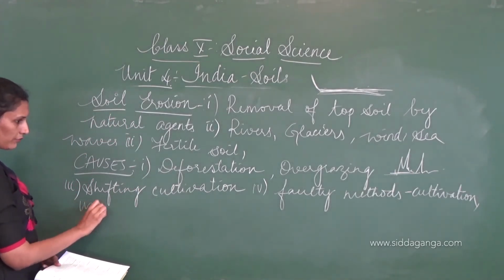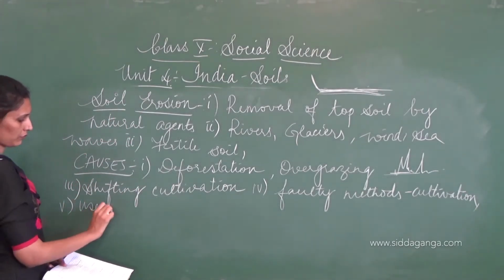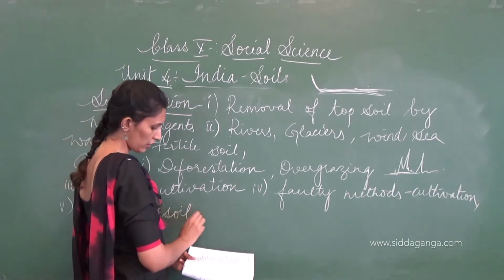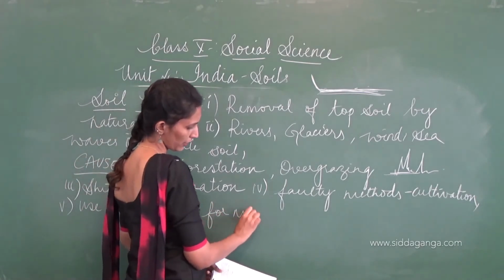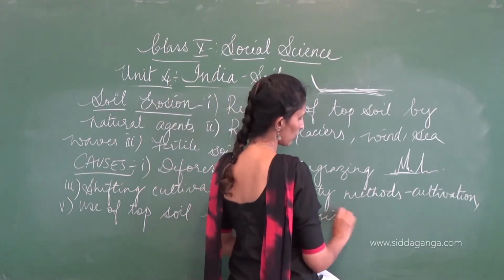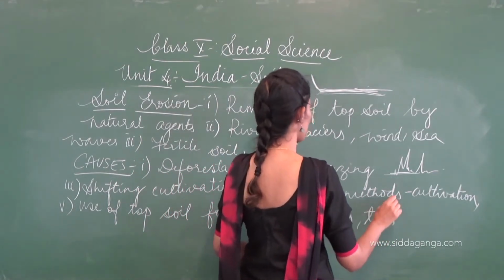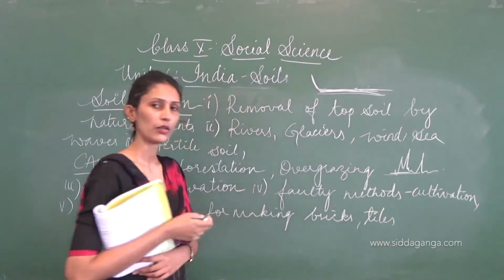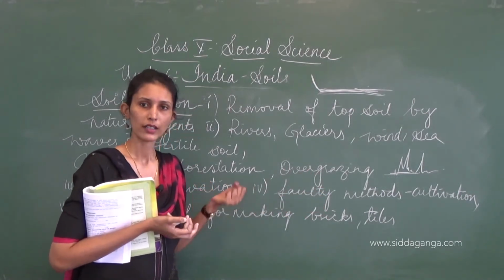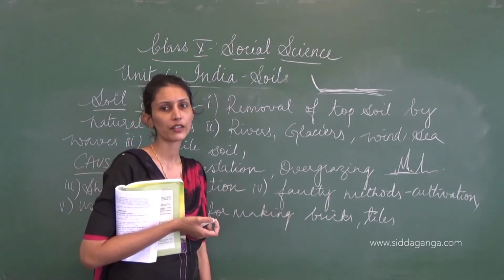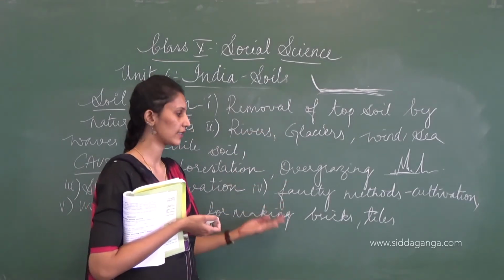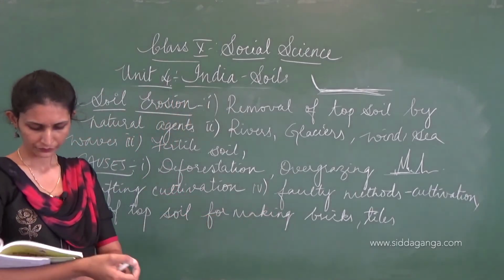Use of topsoil for making bricks or tiles or any other material. Now, when you want to make bricks or when you want to make tiles, you are removing the top layer of the soil, and that is also giving you soil erosion. When you are removing the top layer, in turn the layers go down and that is eroding the soil.